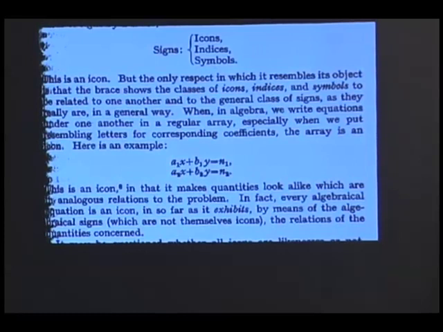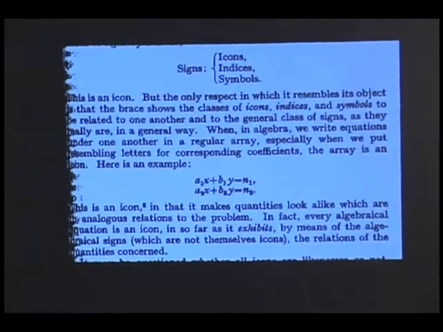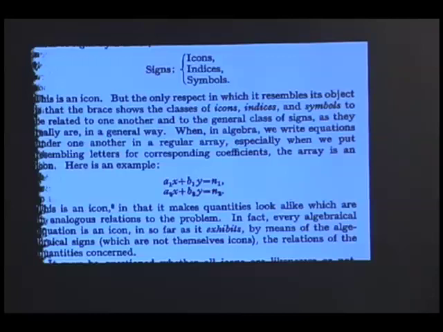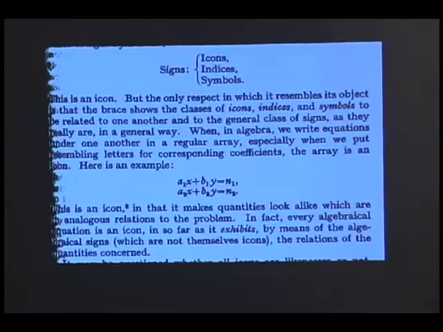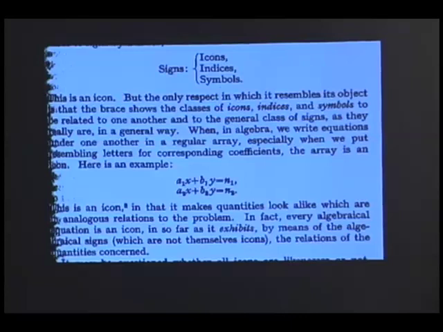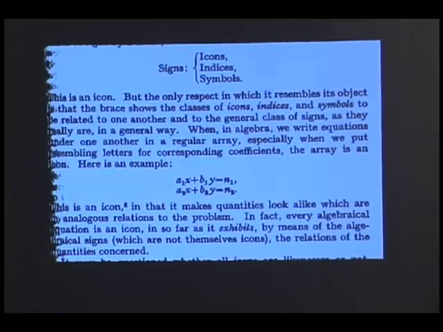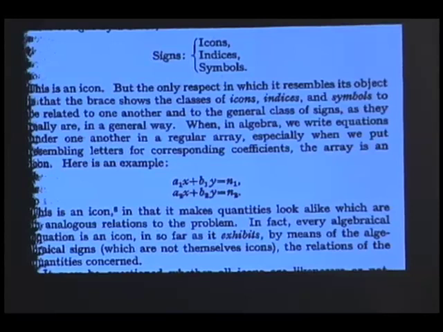And you can see his argument here. When in algebra we write equations one under another in a regular array, especially when we put corresponding letters for corresponding coefficients, the array is an icon. Here's an example. In fact, every algebraic equation is an icon. So that opposition we started with might be 1 over x and the diagrammatic display of it, they're both icons. It's not that the image is in one place and something like logic is in the other place. The opposition is quite phantasmatic.